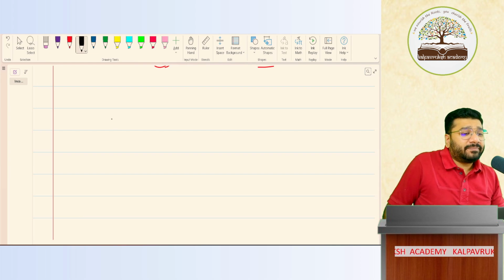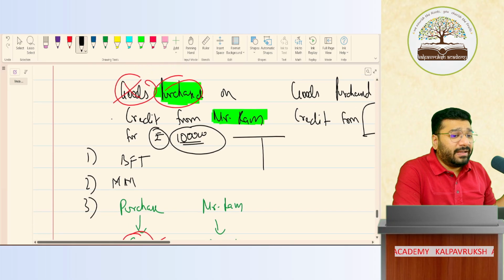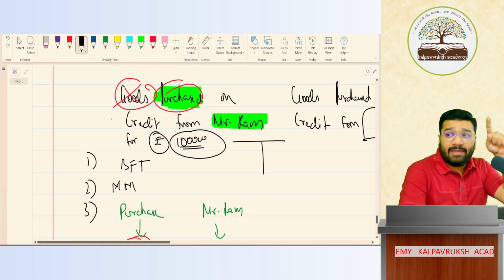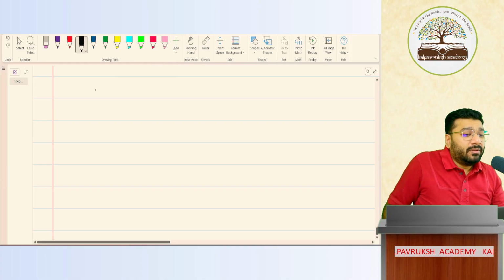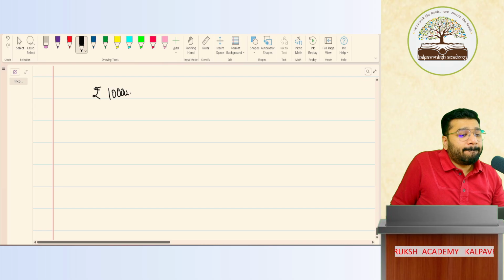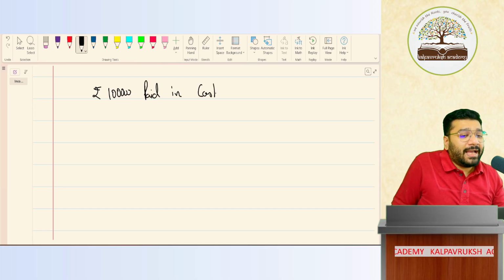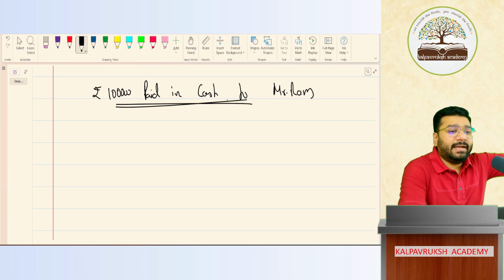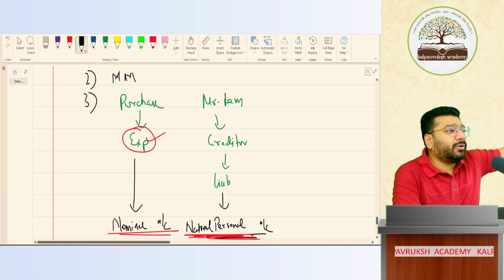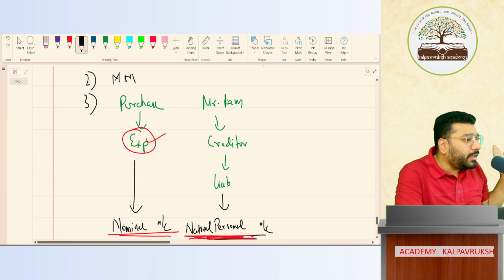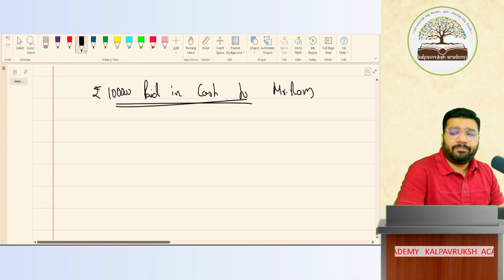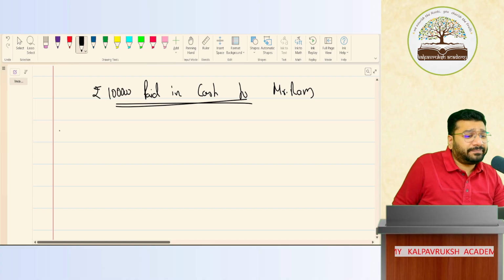Next transaction. You purchased from Ram on credit. Now we are making payment. But what is the transaction going to be? Rupees 1 lakh paid in cash to Mr. Ram. Now the goods that you purchased on credit, to that person we're making payment after 1 month. Okay, not okay?